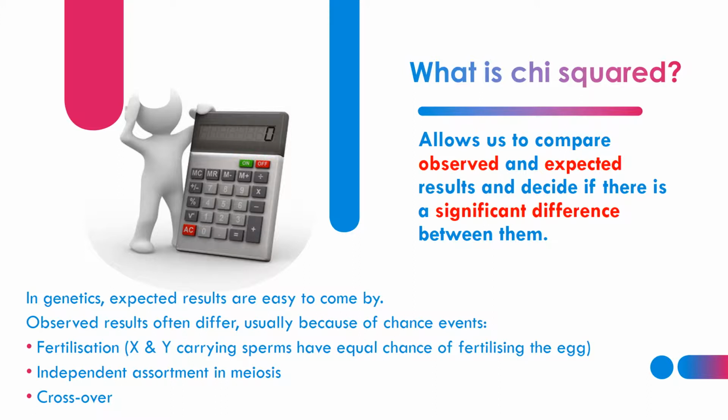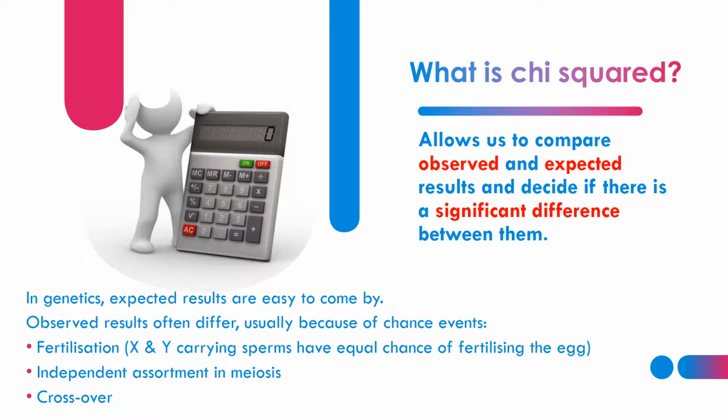So when we want to carry out our chi-squared in terms of our genetics, we need to think about how we would get our expected results. To get our expected results, we need to carry out our genetic cross. So we need to do a genetic diagram to find out what the ratio of the expected phenotypes would be. Now, we can see that the observed results normally always differ. We're not going to have an exact 3:1 ratio or 9:3:3:1. It will never be exactly that.